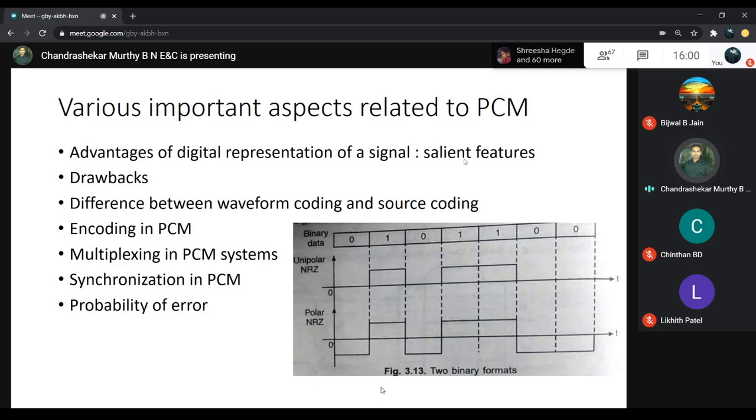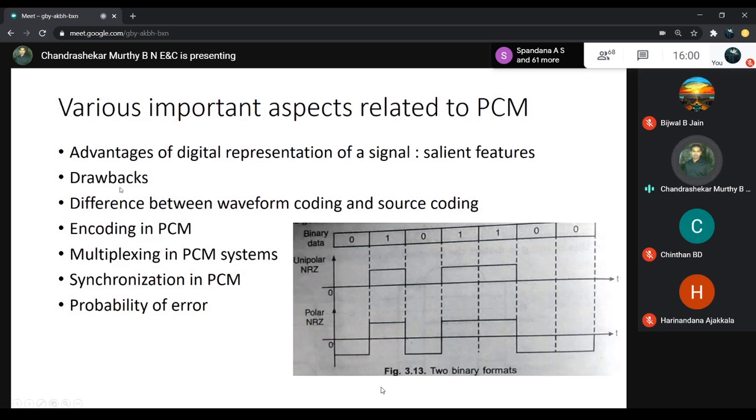Okay, different kinds of baseband signals can be used, and it is also possible to store the signal and then process it whenever required. A digital signal can easily be stored. So these are some of the advantages, the salient features, of using pulse code modulation. Similarly, the drawbacks: it increases the transmission bandwidth, as we discussed previously.